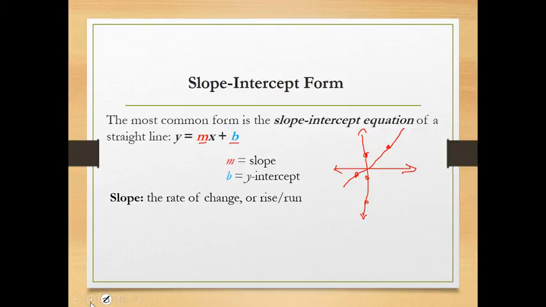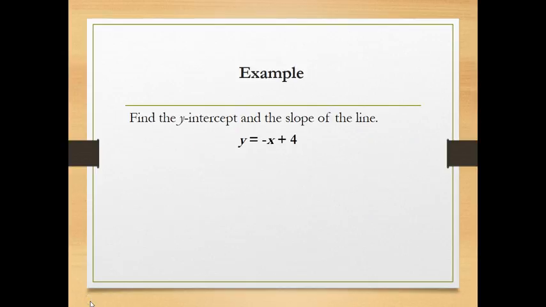So another way to think about the slope is the rate of change, or the rise over run, like we just talked about. It's the vertical change divided by the horizontal change. And the y-intercept is where it crosses the y-axis, as we already talked about. So here's an example of an equation in slope-intercept form. And we just want to right now go ahead and identify what our slope is and what our y-intercept is by looking at the equation.